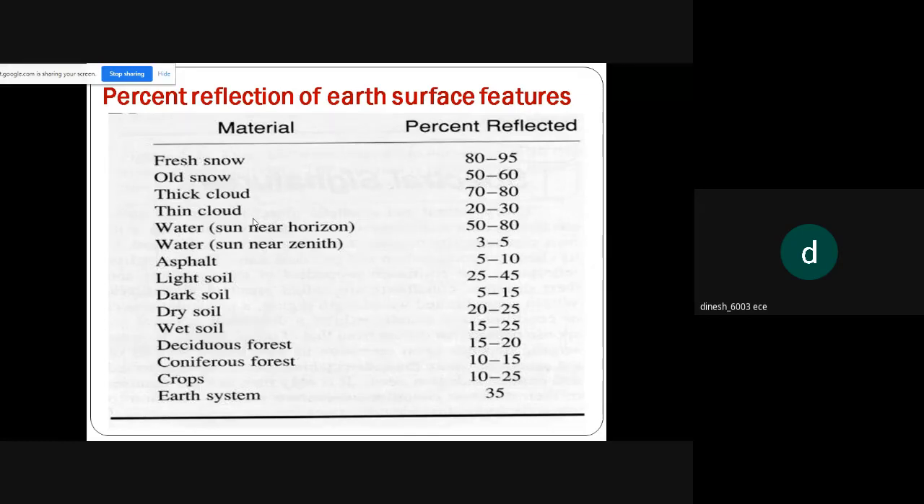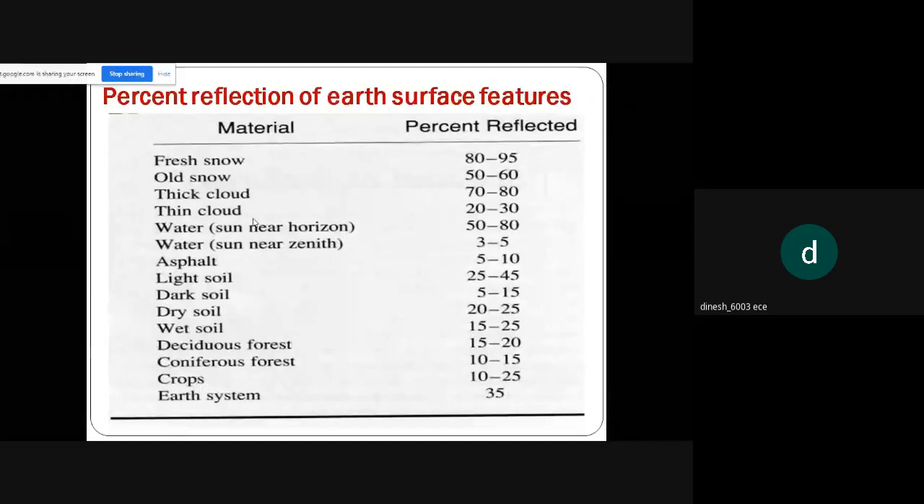Then if there are thick clouds present, reflection will be 70 to 80% of the electromagnetic wave energy, EMR. If there are thin clouds, during daytime or sunny seasons or high sun, 20 to 30% of electromagnetic energy is reflected. And for the reflection of water, when the sun is near the horizon, we get 50 to 80% reflection. When the sun is near zenith, 3 to 5% of reflection will occur.